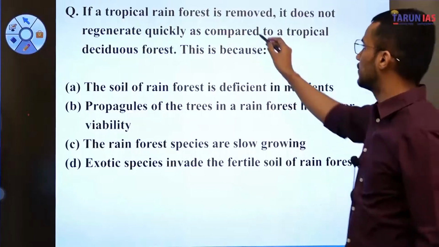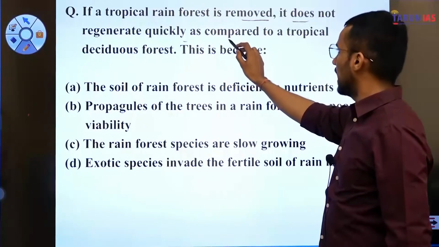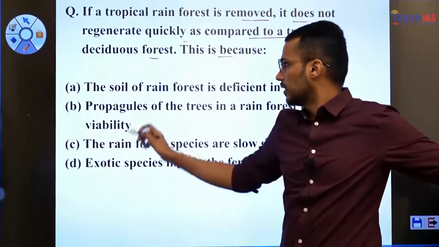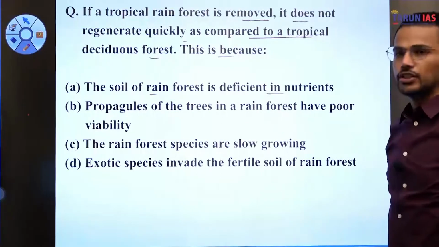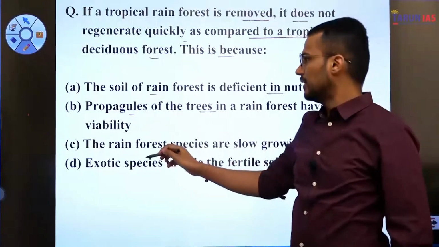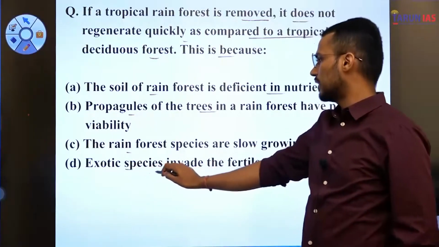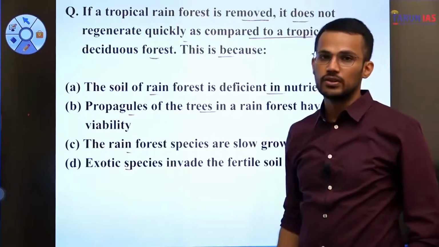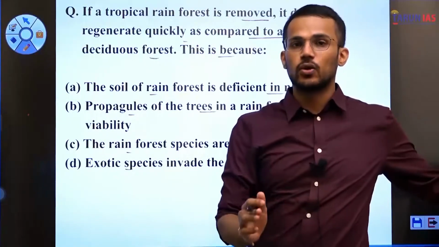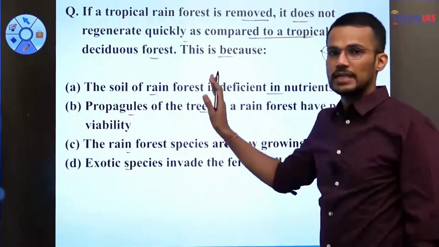If a tropical rainforest is removed, it does not regenerate quickly as compared to a tropical deciduous forest. This is because of which reason? Options are A, the soil of rainforest is deficient in nutrients. B, propagules of trees in a rainforest have poor viability. C, the rainforest species are slow growing species. And D, exotic species invade the fertile soil of rainforest. So, what is the reason if by any chance tropical rainforest is removed? It will take a longer duration than the tropical moist deciduous or tropical deciduous forest.